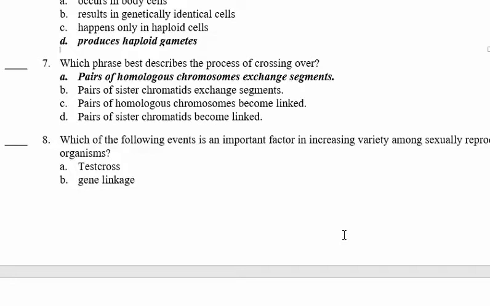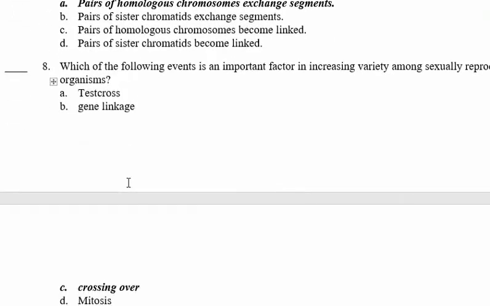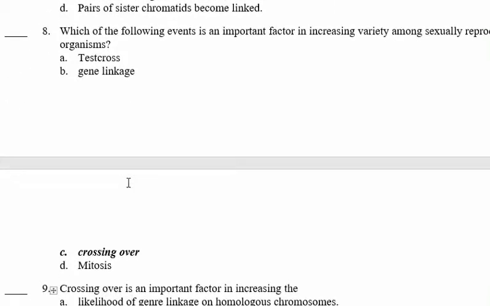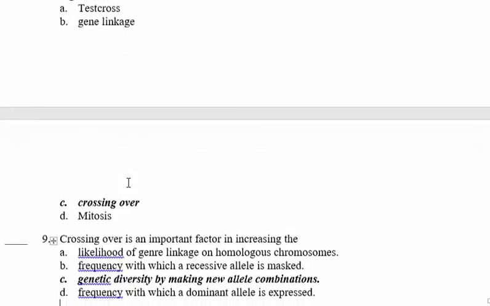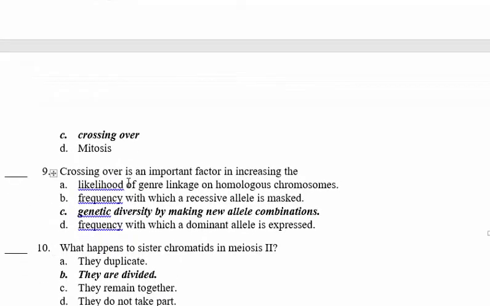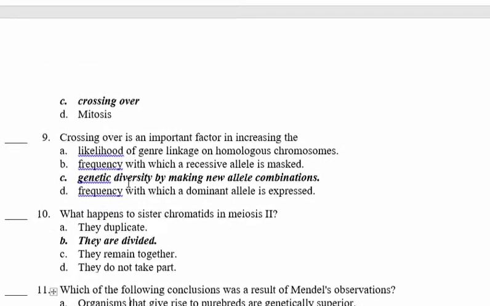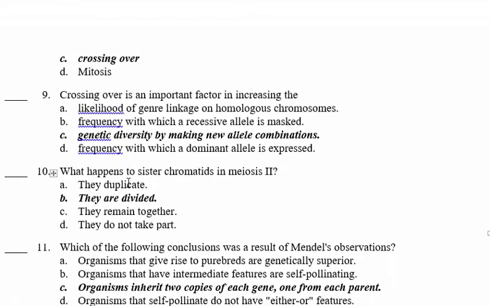Which of the following events is an important factor in increasing variety among sexually producing organisms? Remember that increasing the variety means that you're not a copy-paste picture of your father, means that you're not inheriting diseases or problems that come from your family. So the answer is crossing over. Number 9. Crossing over is an important factor in increasing, again, the genetic diversity in making new allele combinations.